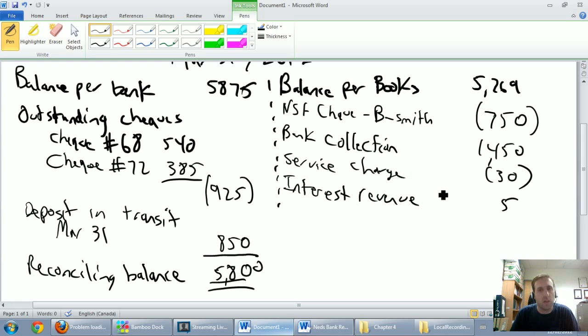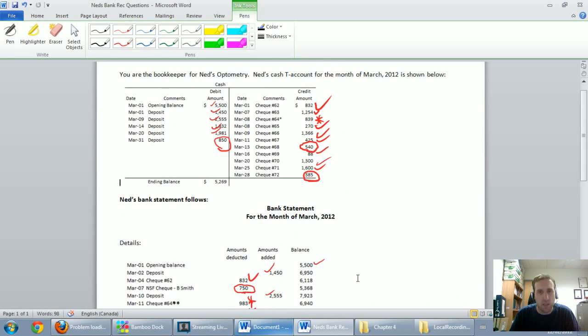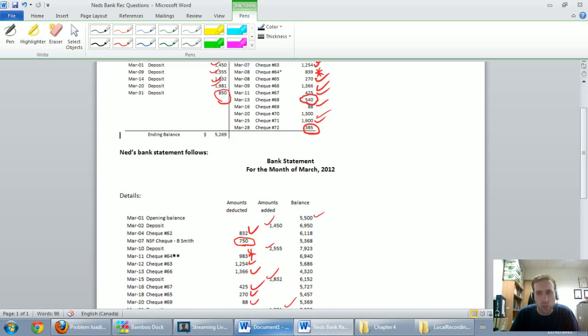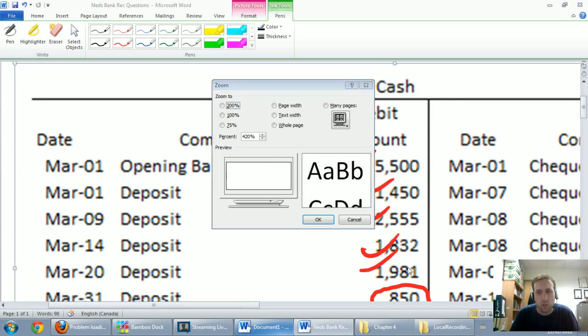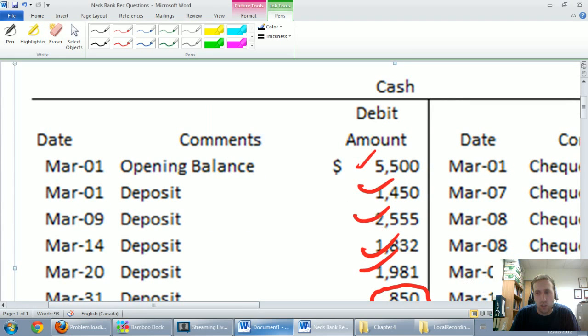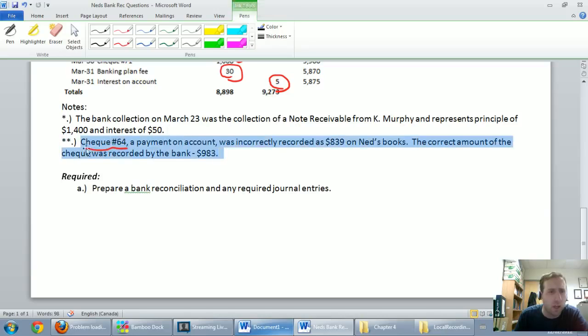So the last item we need to look at before our bank rec is complete, we did kind of the easy stuff. Now the hard one. This 983 and 839. I just want to read the issue again, and I'll zoom in a bit closer here. Oop, not that close. Sheesh, what's going on here? Let me go to there. That's better. So that check 64, I have it underlined in red there, the 2 asterisks item. It says a payment on account was incorrectly recorded as 839 on Ned's books.